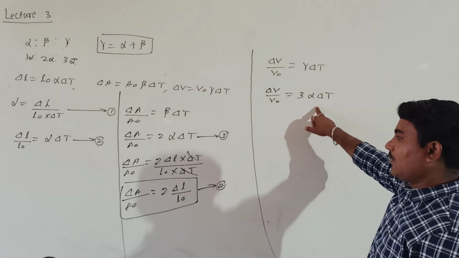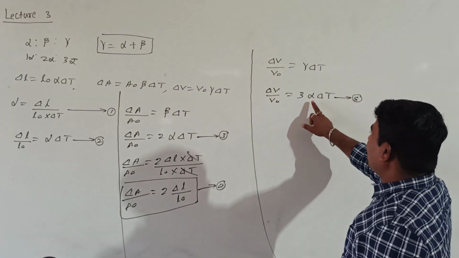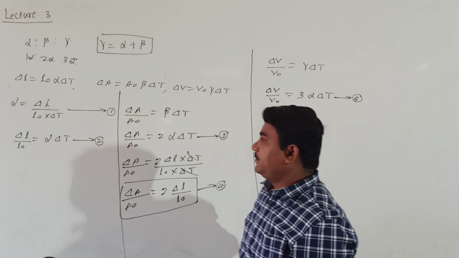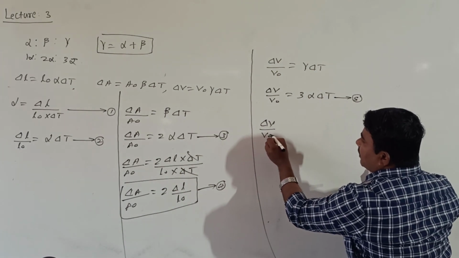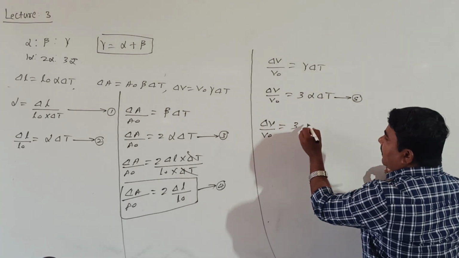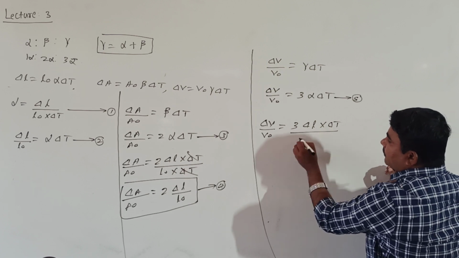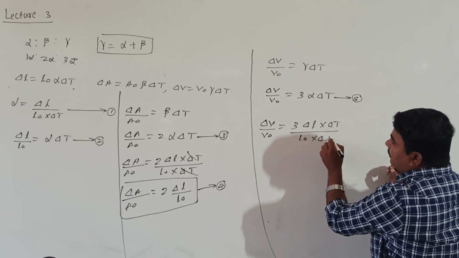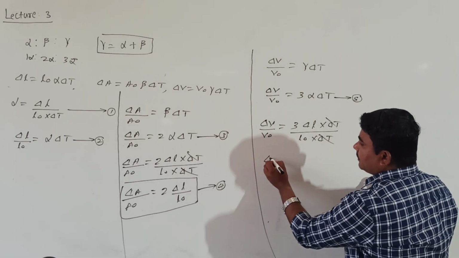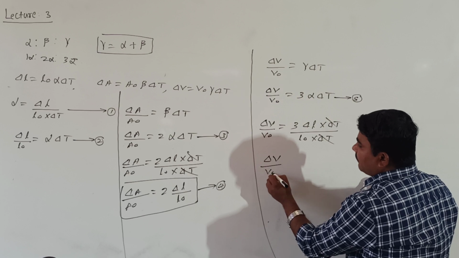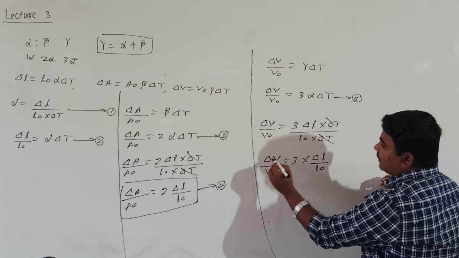But again look at me. Shall I call this equation number 5? No. Alpha is there from equation 1. From equation 1, what is alpha? Del V divided by V naught equal to 3 into alpha. Alpha means del L divided by L naught into delta T. Delta T gets cancelled. Then again how to write? Del V divided by V naught equal to 3 into del L divided by L naught. This is the relation.